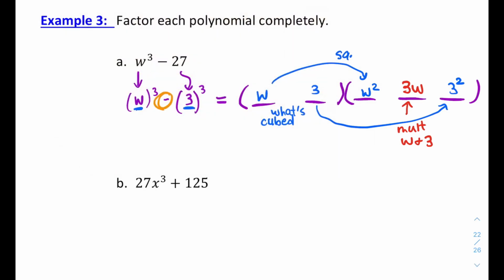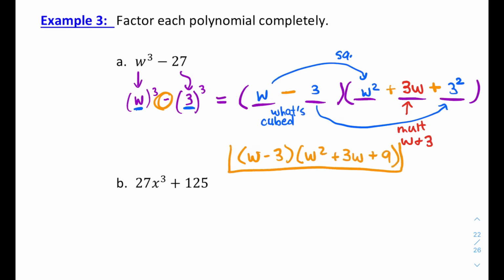And then my signs are the same, so it was minus, and then opposite, and then always a plus for my last one. Now I'm just going to rewrite it with things simplified a little bit. You'll have w minus 3 times w squared plus 3w plus 9. And that trinomial will not factor further. You don't have to try guess and checking or anything like that. It's going to be prime.